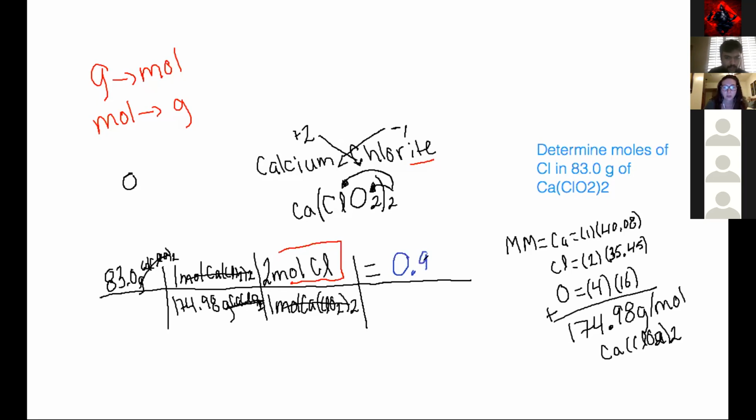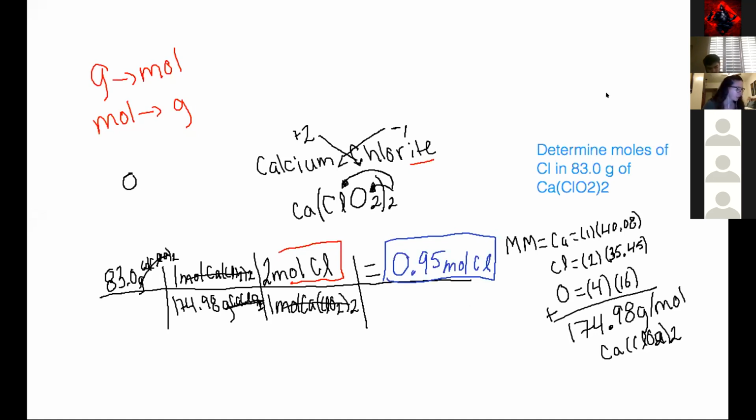I think it should be 0.95. Yeah, because that 0 is going to be significant. Other peer leaders, correct me if I'm wrong. Moles of chlorine. Okay, so we have 0.95 moles of chlorine in 83.0 grams of calcium chloride. Right. Awesome. It takes a little bit, but it's cool to know that you're able to calculate what's going on in a compound. I think it's pretty awesome.